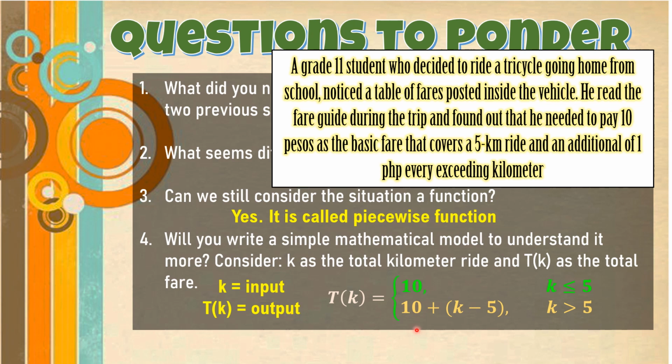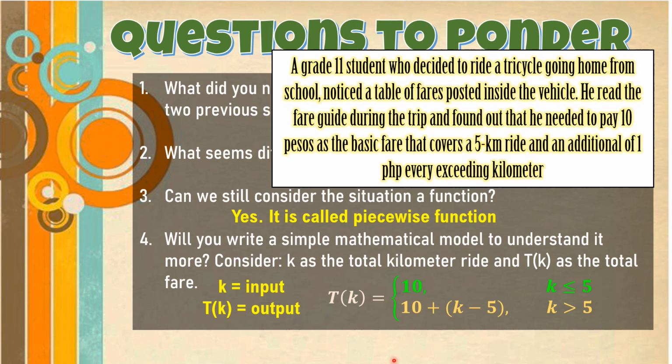This is how a piecewise function looks like. We have here the output t of k is equal to, then we draw a brace. Then we have here 10, as stated, if the kilometer ride is less than or equal to 5. That is the payment for the fare. But if you traveled more than 5 kilometers, then you have to bring down 10 here. Then we have plus, since we have an additional, that is addition. So plus 1 peso for every exceeding kilometer.